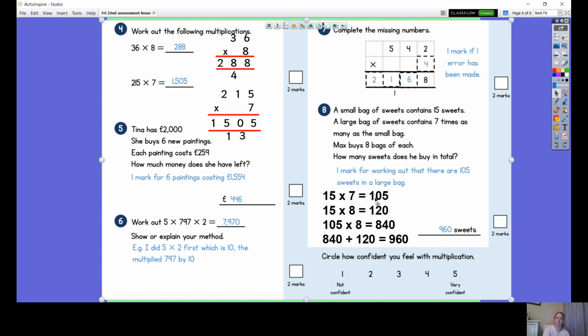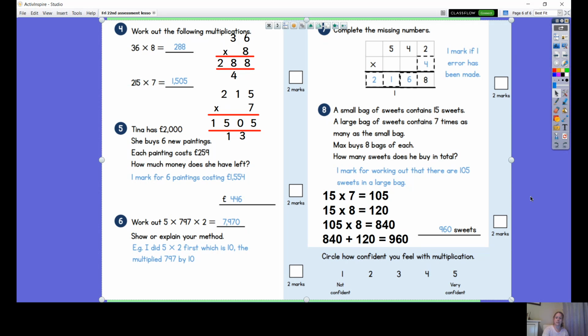Okay, so I'll just say that again because I confused things at the start. To work out, the large bag was 7 times as big as the small bag. So I did 15, which was the small bag, times it by 7 to get how many were in the large bag. So there were 105 in the large bag. Then I had the ones that Max was buying. So he had a small bag, this is my small bag of 15, times 8 of those. There's my answer. Then he had a large bag, which is 105, times that by 8. Got that answer, and then I added them together and I got 960. Okay, so that's quite a lot of working out at the end.